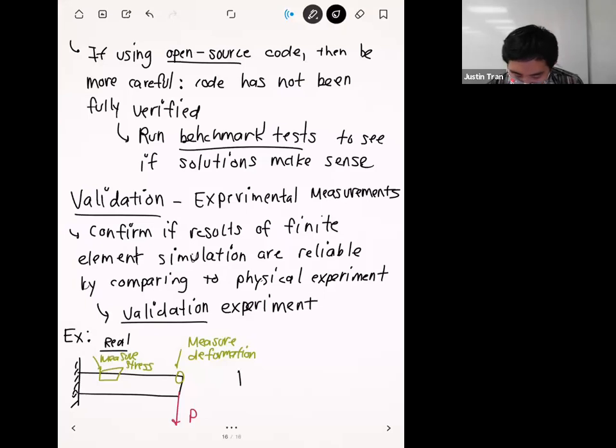And so that's the real life experiment. Okay, so that's something you have to perform in the lab with the proper equipment to perform the measurements.